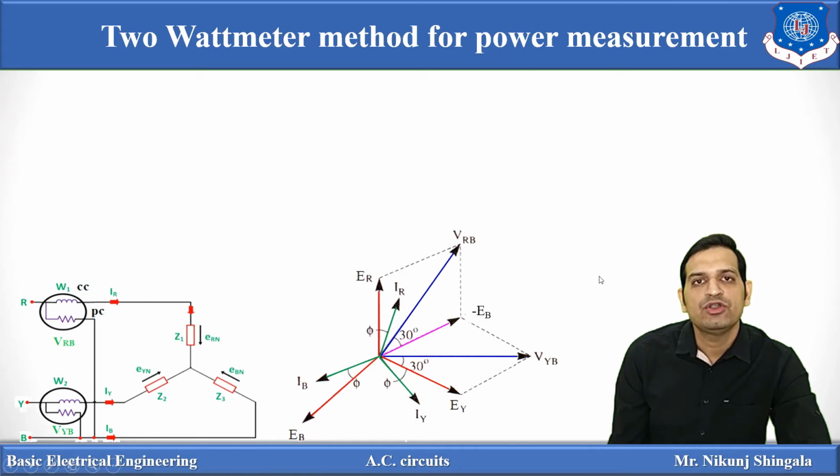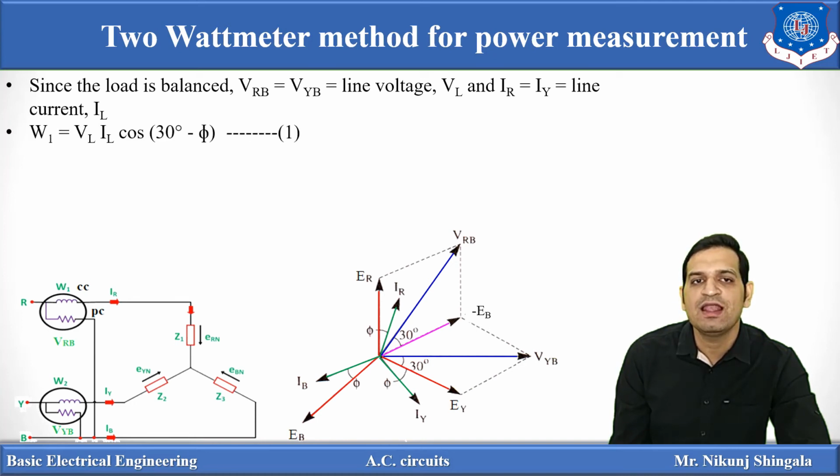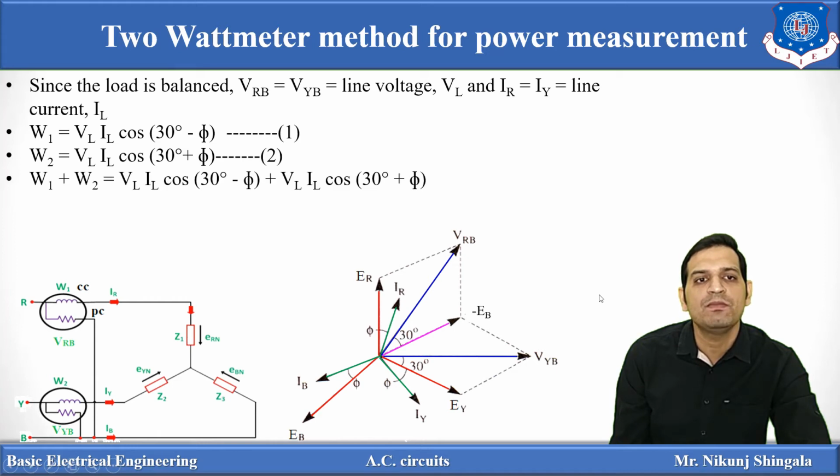Now the total power absorbed in this three phase star connected system will be W1 plus W2. As the system is balanced, the load is balanced, we can write VRB is equal to VYB is equal to line voltage VL, and IR is equal to IY is equal to line current IL. So W1 will be VL IL cos(30 minus 5), and W2 will be VL IL cos(30 plus 5). Now as I told you, total power will be the summation of these. So W1 plus W2 is equal to VL IL cos(30 minus 5) plus VL IL cos(30 plus 5).